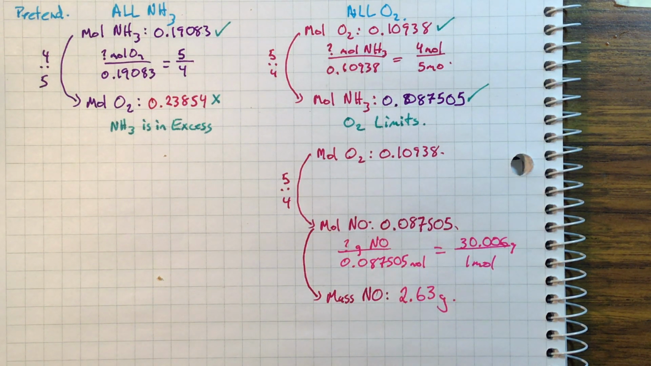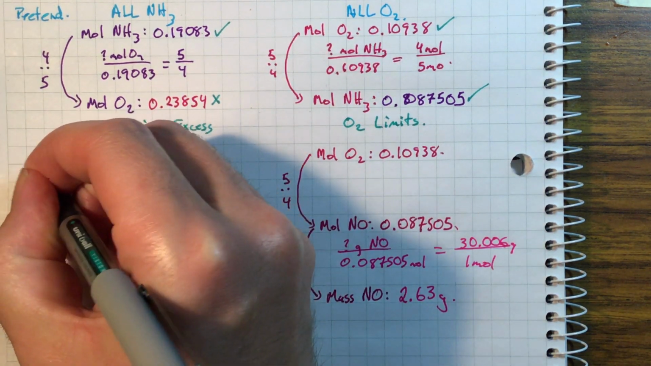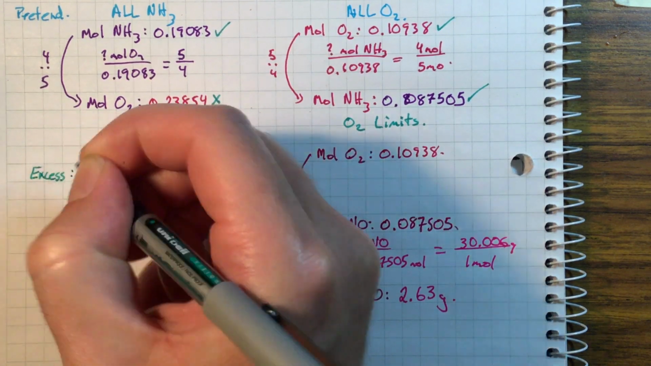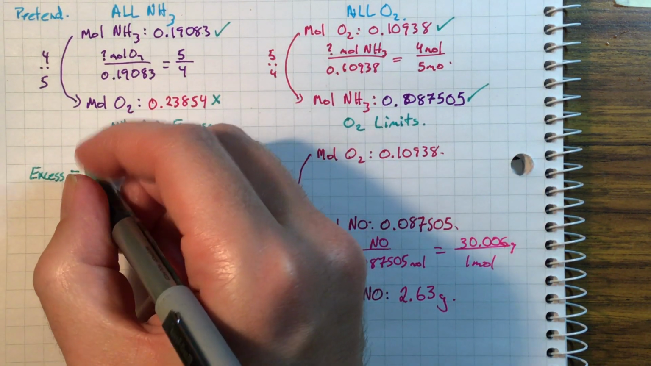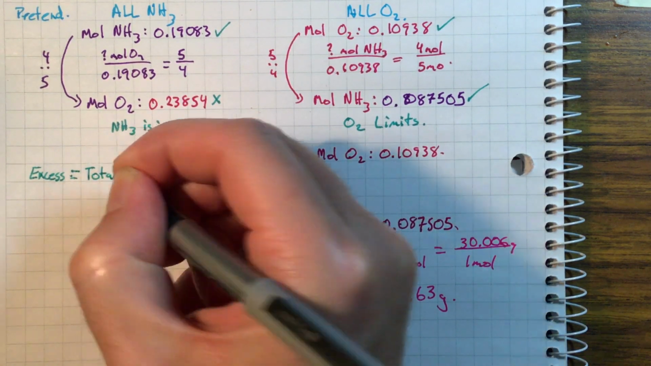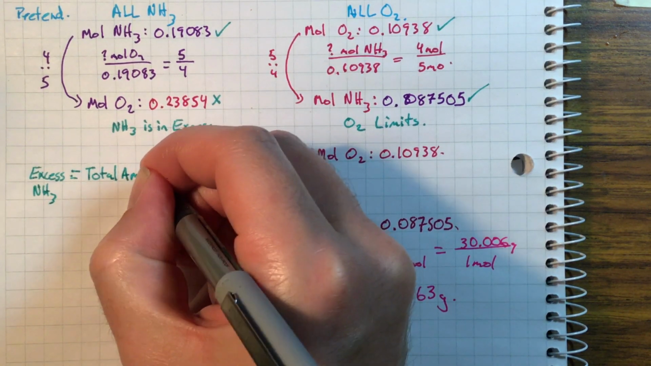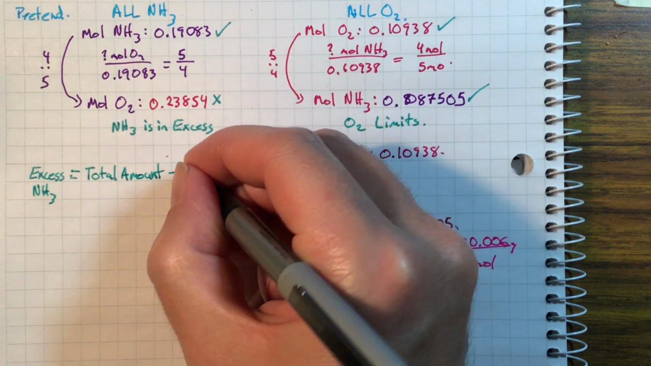Now, let's figure out our excess NH3. So remember, our excess is equal to our total amount. So our excess NH3 is equal to our total amount minus amount used.